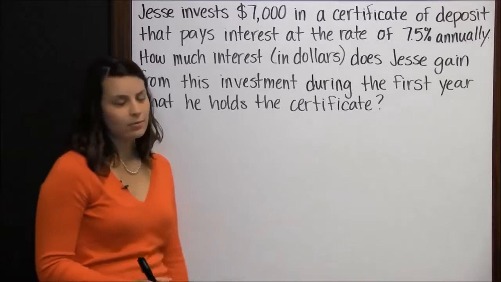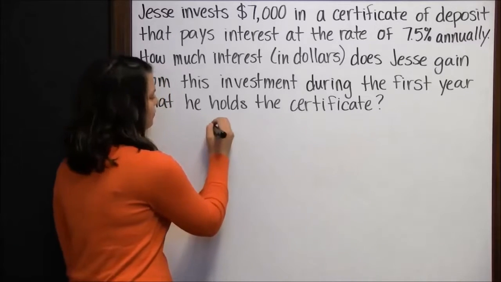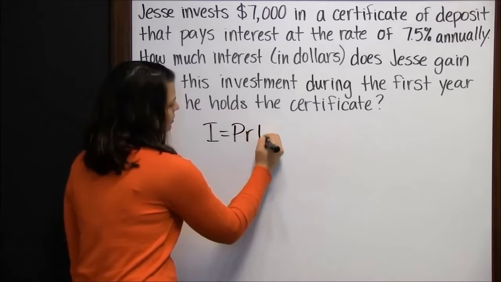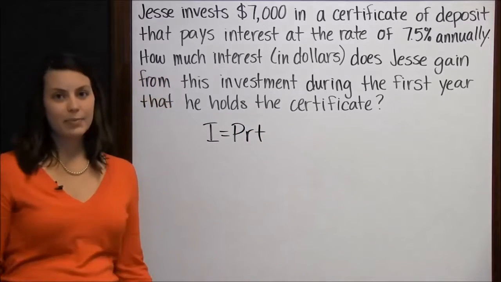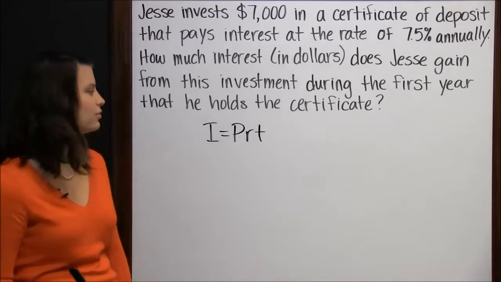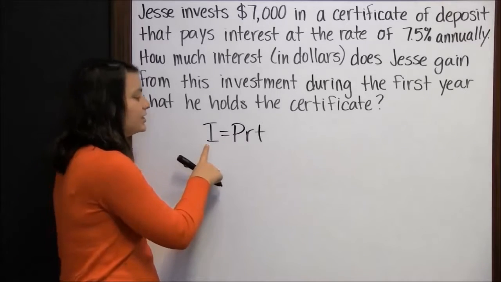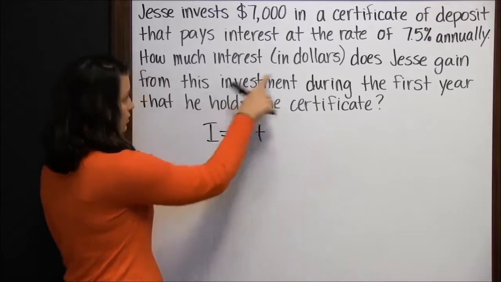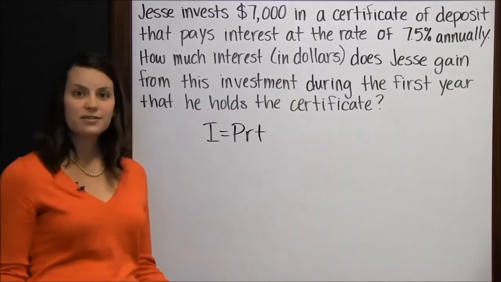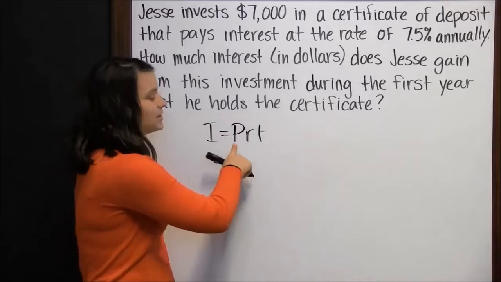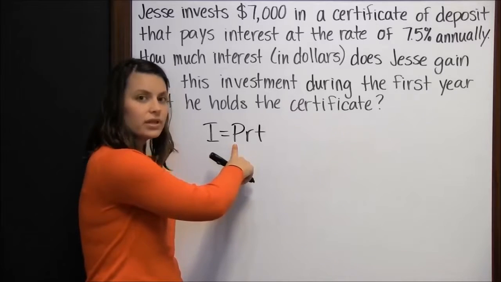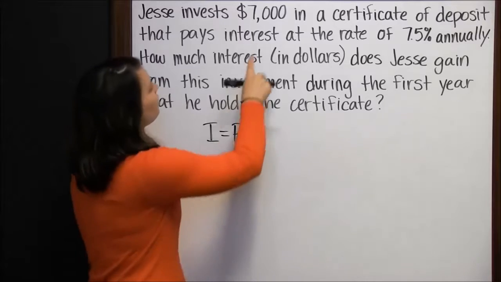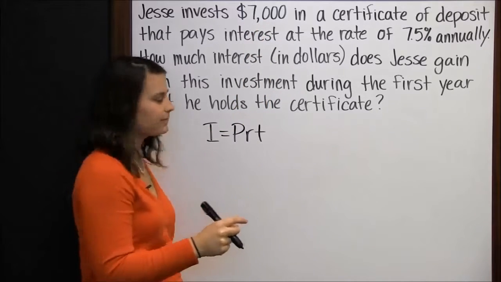This is a great problem to use this formula on. Some people call it IPRT, just as a way to remember it. The I stands for the interest, the amount of interest in dollars, like what we're trying to find. P stands for principal, or the amount that's being invested initially. That would be our $7,000.